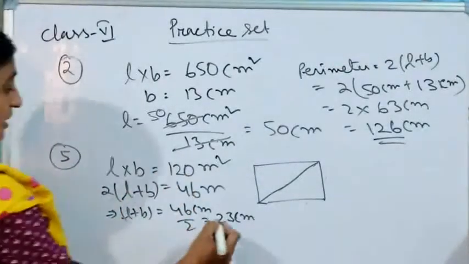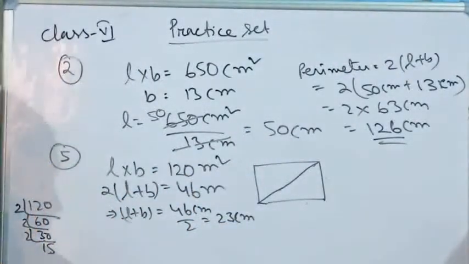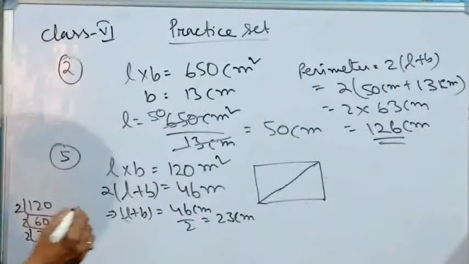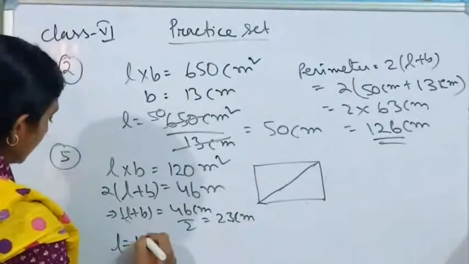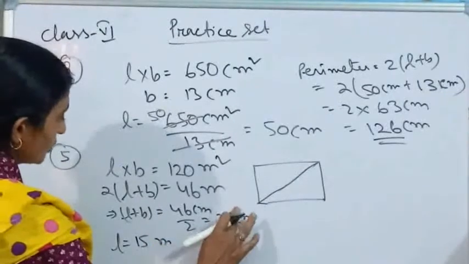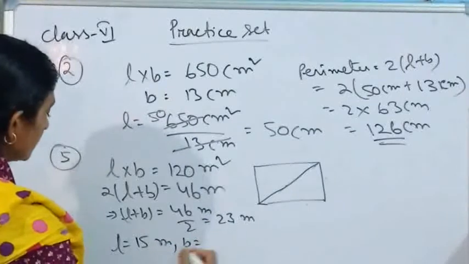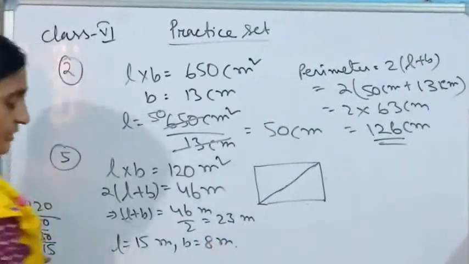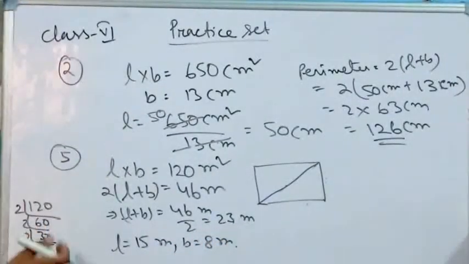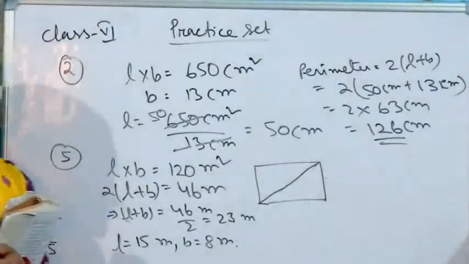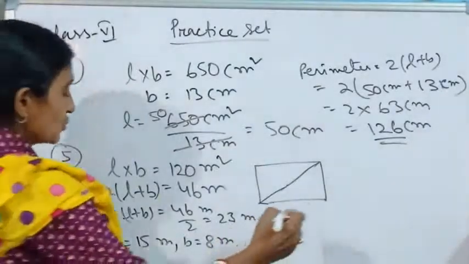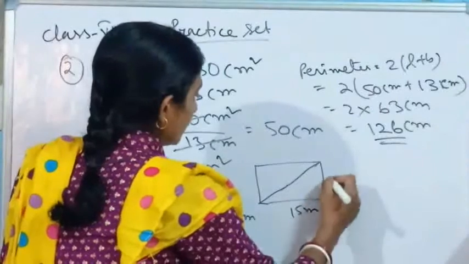So here we can consider the length and breadth. We can consider that length will be 15 meter. It is not centimeter, it is meter. Okay, and breadth we can consider as 8 meter. Yes, in this way you can find it out. For the first calculation you can go for this. So here let it be 15 meter, let it be 8 meter.